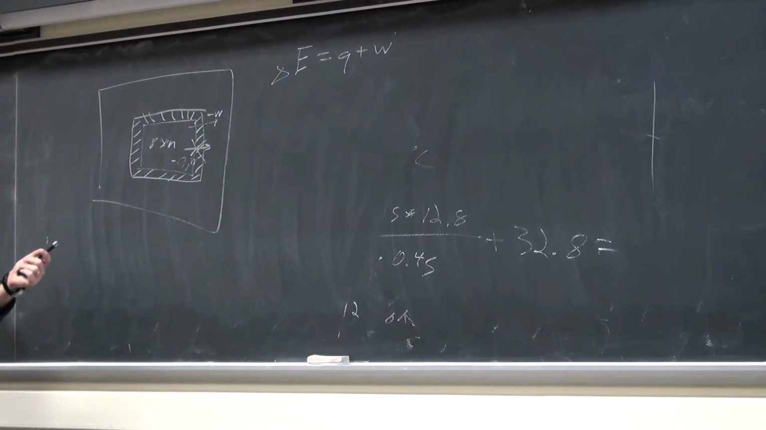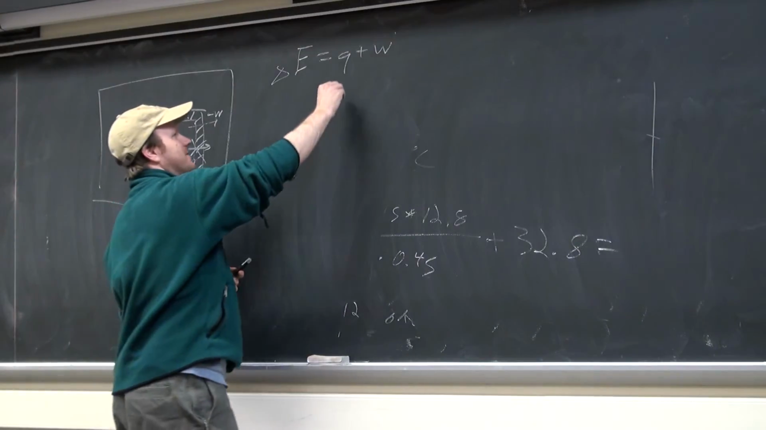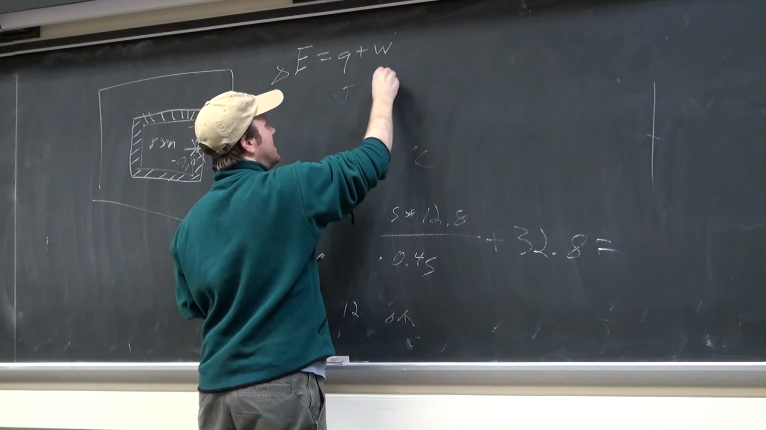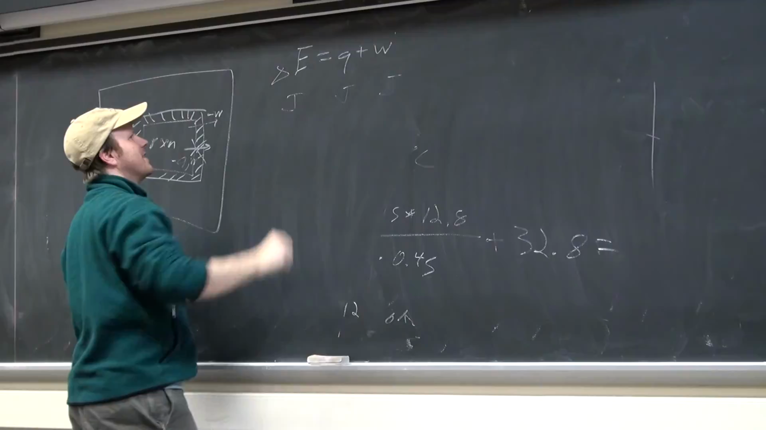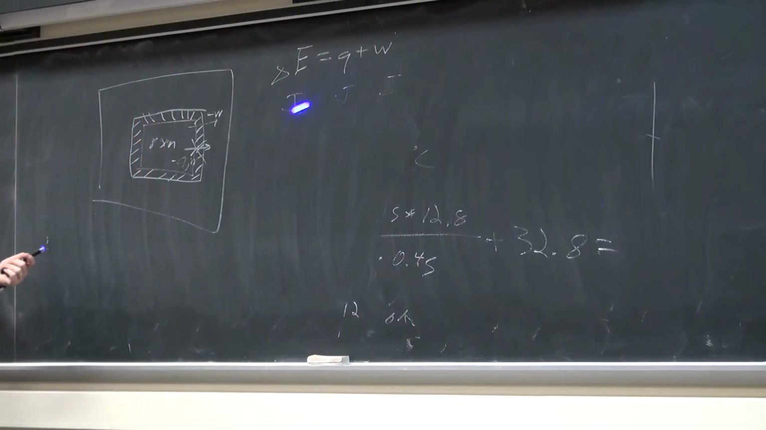Is this voltage? No, it's internal energy. So what's the units of Q? Joules. What's the units of W? What's the units of delta E? Great. So in this case, if we allow this box to expand, what's the sign of W? Negative. Work is transferred from the system to the surroundings.